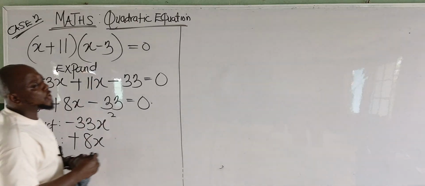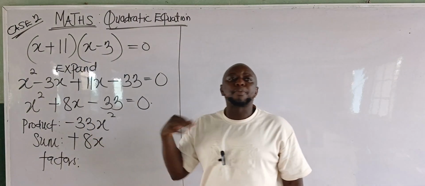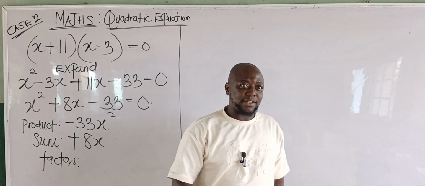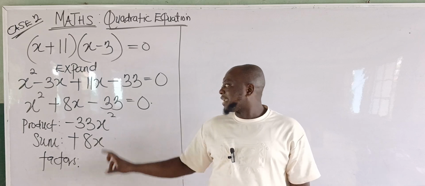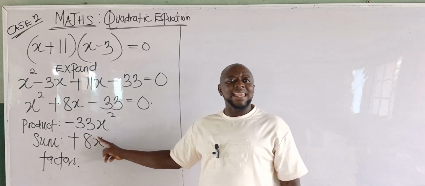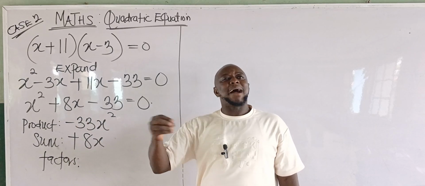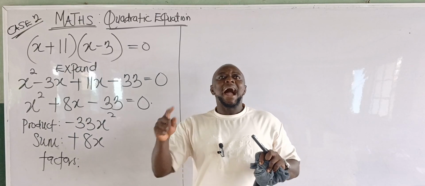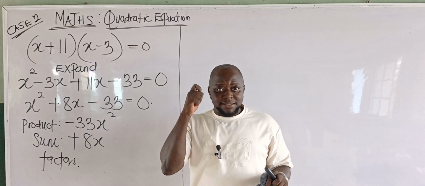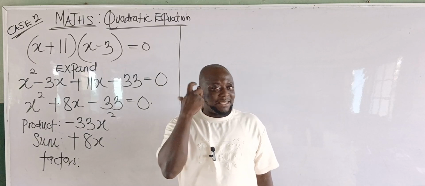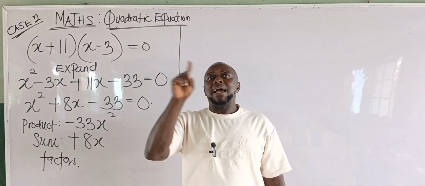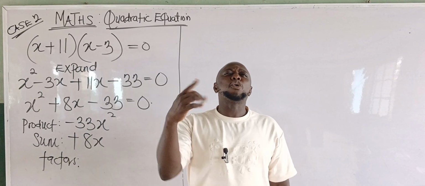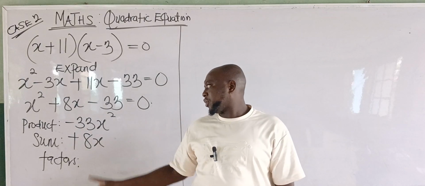So the factors, now how do we find the factors? We're going to use the product and the sum to get the factors. First thing first, what are the two numbers that when you multiply will give you minus 33, and when you add or subtract, please keep that in your mind. First task, what are we going to multiply to give us minus 33? Second task is what are we going to either add or subtract to give us plus 8?